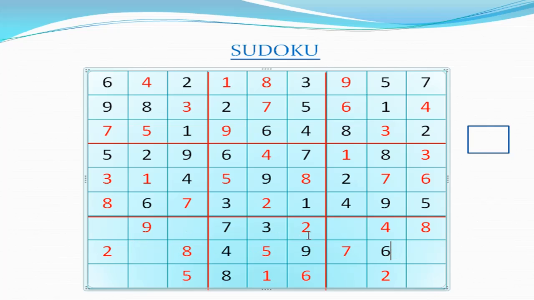Now, can I try this row? There are 3 tiles left, right? Let's try. 1 is missing, right? In this row, 1 is missing. Can I place 1 here? Check the column, check the block. Yes, I may, but I will not because I am not sure yet.